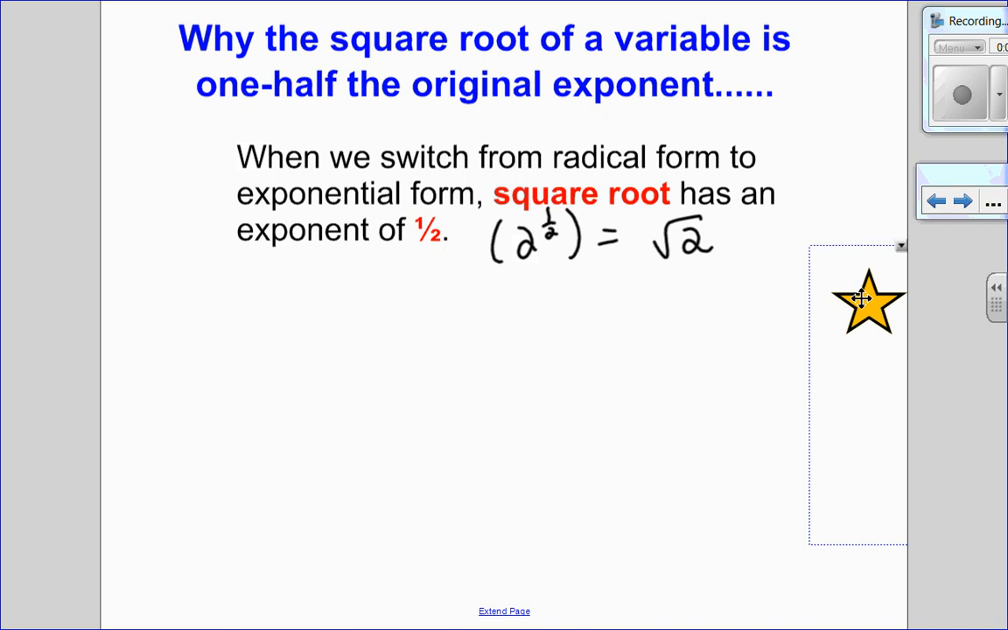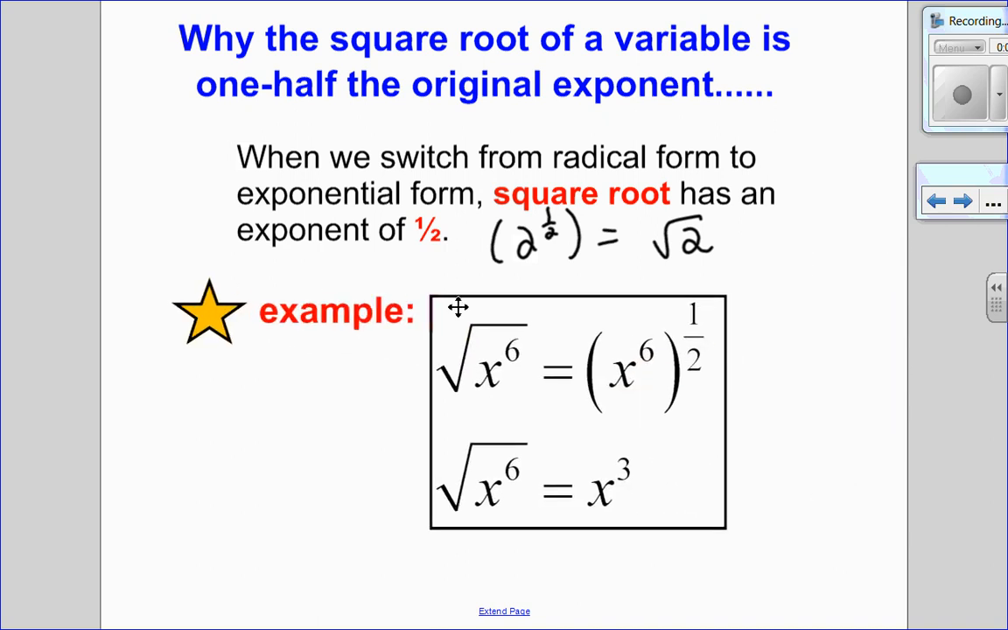So using that idea, we can look at the example from an exponential perspective. So the square root of x exponent 6 is really x exponent 6 to the 1/2. And then following laws of exponents, you multiply 6 and a half together. So 6 times a half, or half of 6, is 3. So simply dividing it by 2.